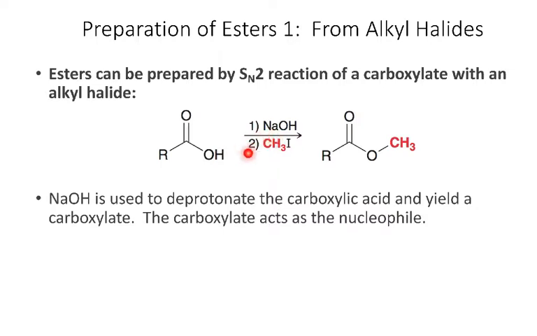So if we have an alkyl halide that is effectively the substrate, by using sodium hydroxide we can deprotonate the carboxylic acid, and then this O- becomes a good nucleophile. And so then this acts as a nucleophile, the iodine acts as a leaving group, and we get the ester.